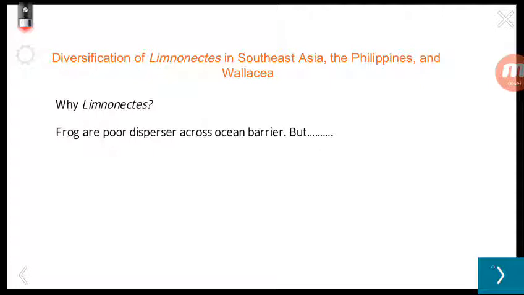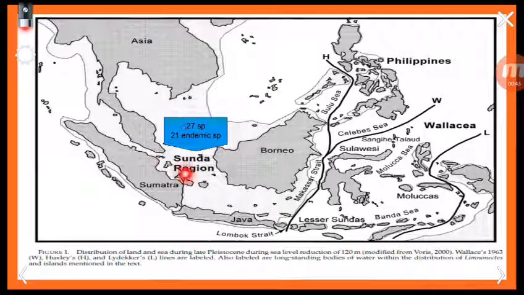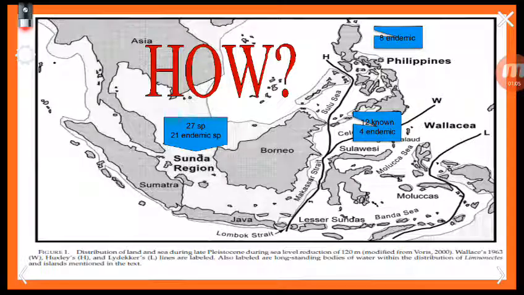This is because Limnonectes can be found in the Sunda regions, the Philippines, and also Wallacea. About 21 endemic species out of 27 known species can be found in the Sunda regions, while 4 endemic species out of 12 known species can be found in Wallacea, and 8 endemic species can be found in the Philippines. However, how does the diversification occur in each region?